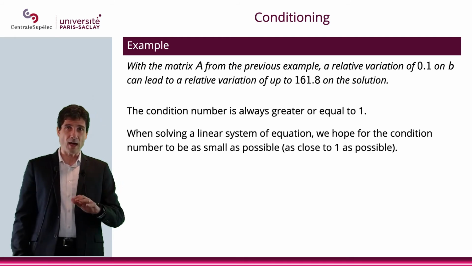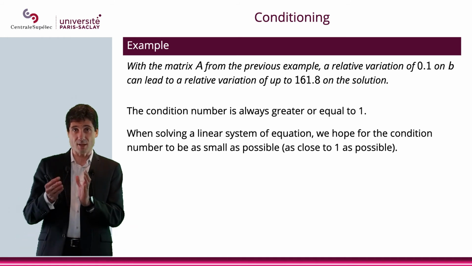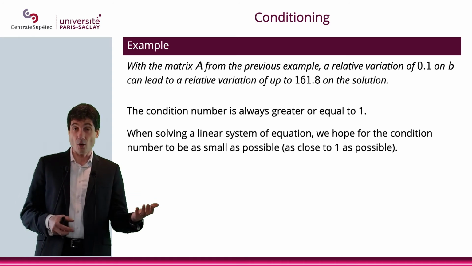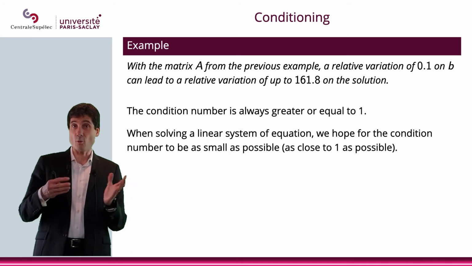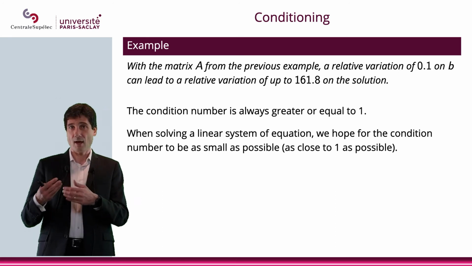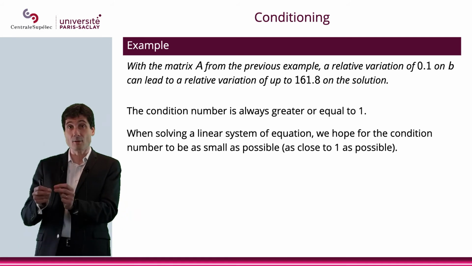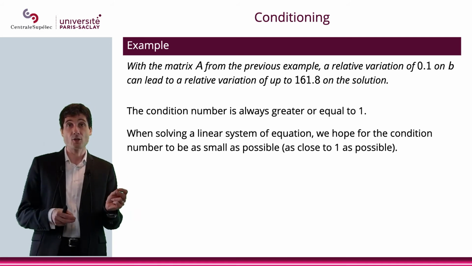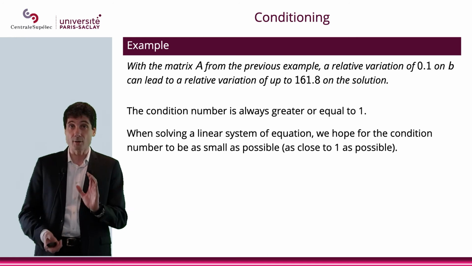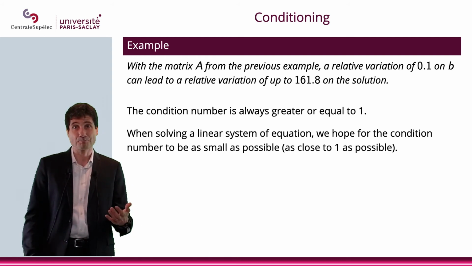And you see why this can be a problem when you approximate the solution to a PDE. When you try to find the approximation of the solution to a PDE and you use the finite element method or the finite difference method, then the right-hand side will be computed, but you can have numerical errors, all sorts of errors. If your condition number is really large, these errors will propagate to the solution and will be amplified by this condition number. So you really want the condition number to be as close to 1 as possible.